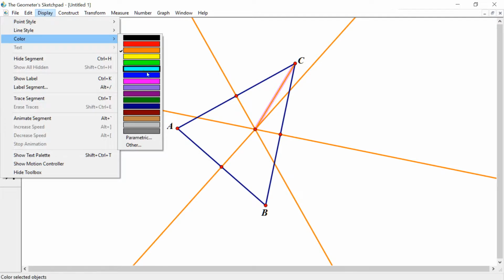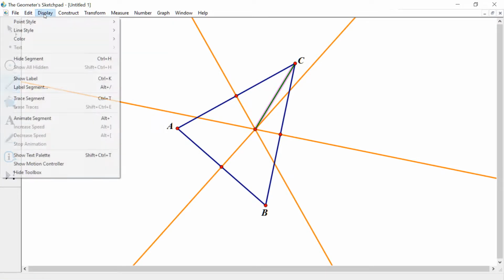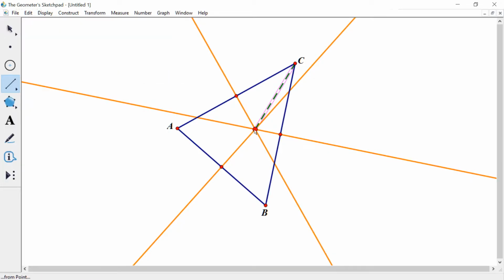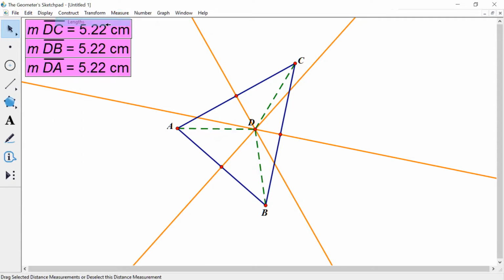And we just saw, they claimed that if I connect that point to my vertices, let me change colors again, and I'll make this a dashed line. Their claim is that these distances are the same. Okay, let's see if that's the case. So I'll select those three, one at a time. Display measure. Here we are, lengths.